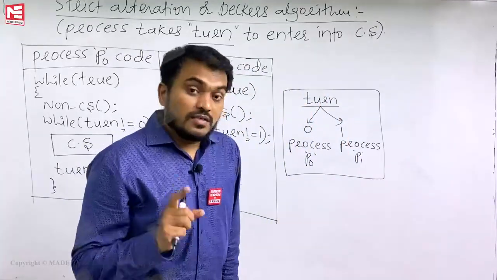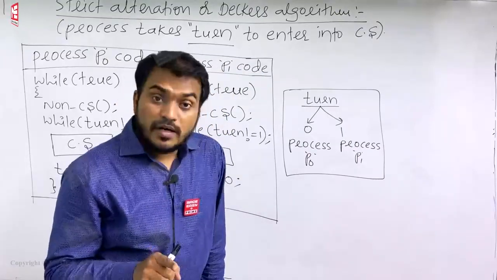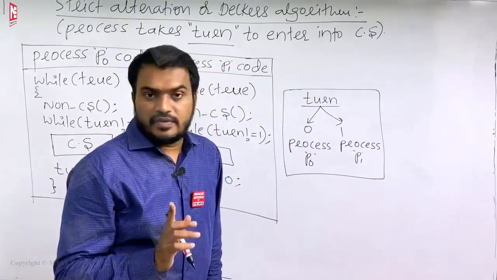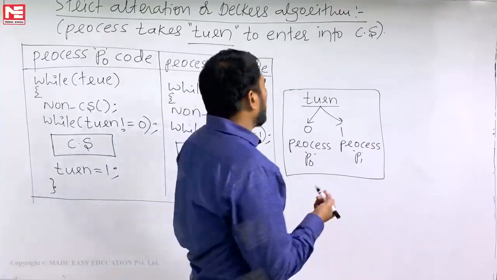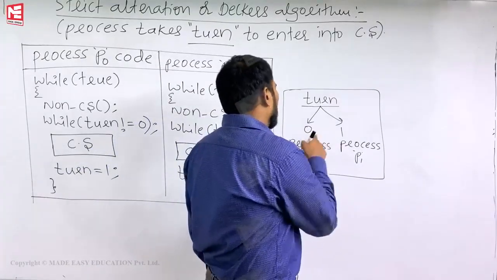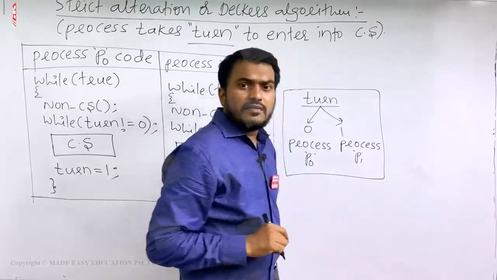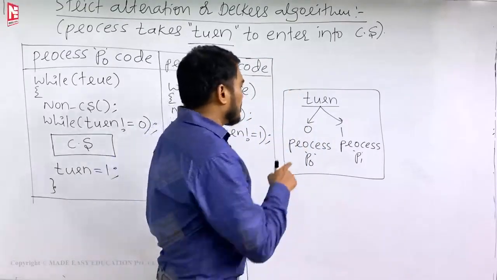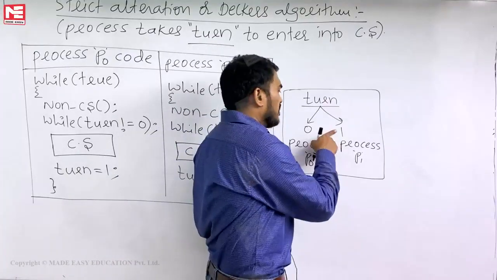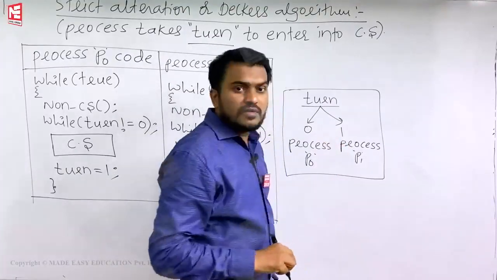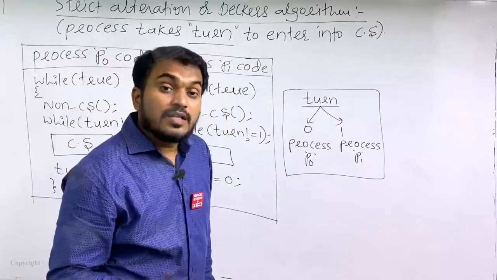Turn is a shared variable used by both the processes P0 and P1. Remember, turn is used by both processes, and it will take two values, either 0 or 1. If the turn value is 0, that indicates process P0 is allowed into the critical section. If the turn value is 1, process P1 is allowed into the critical section. That is the meaning of that.